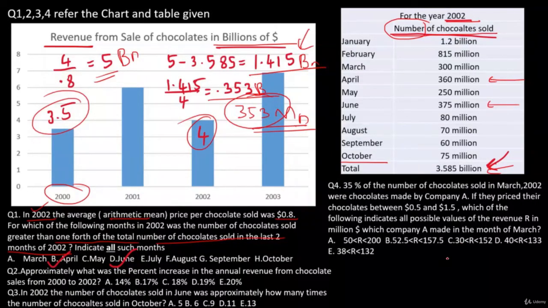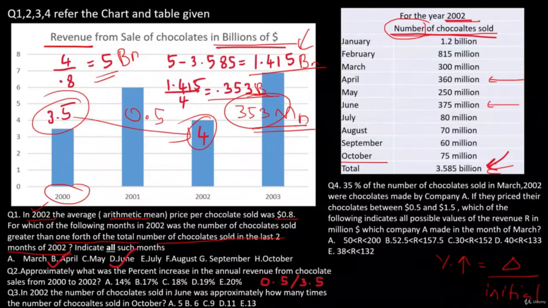Remember, percentage increase is nothing but the change by the initial value, right? So over here the change is from 3.5 to 4, that is a change of 0.5. Therefore the correct answer to this question will be 0.5 divided by 3.5, because 3.5 is the initial value, right? You're going from 2000 to 2002, so this is the initial value. Therefore this is nothing but 1 by 7, and 1 by 7 is approximately 14%, right? 1 by 7 is 14.28%, which is approximately 14%, and hence the correct answer is option A. All right, let's get to the next question.